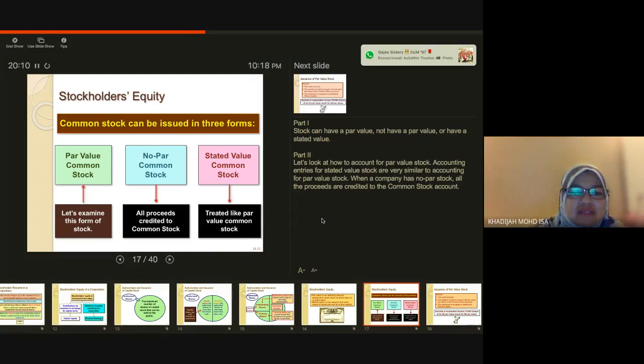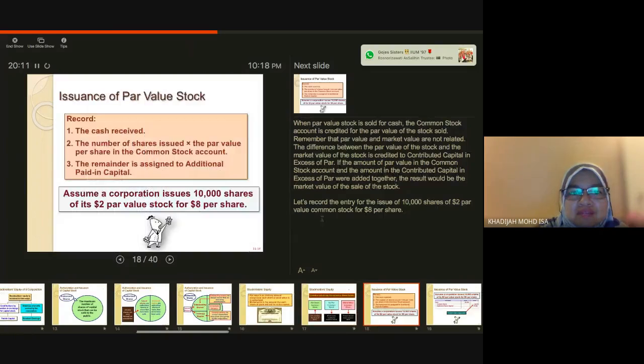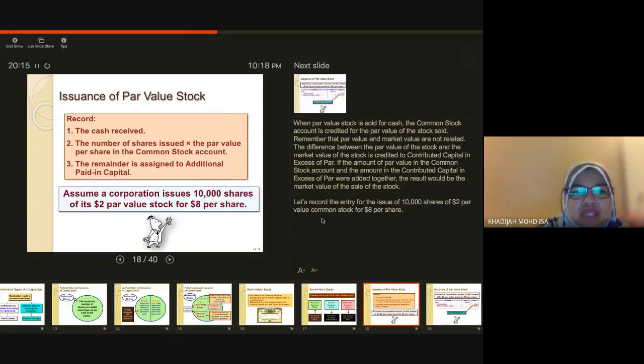I don't want to go into this. Par value means the company issued shares and received cash. Whenever you issue shares, the number of shares issued times the par value per share is recorded as share capital, and the remainder is assigned to additional paid-in capital. For example, assume a corporation issues 10,000 shares with a par value of $2, but issues them at $8 per share. Now, is it issued at premium, at discount, or at par value?